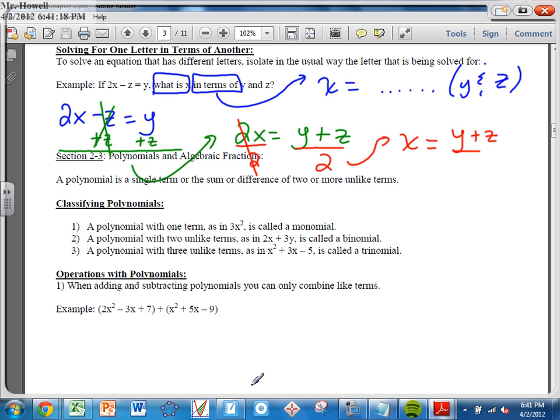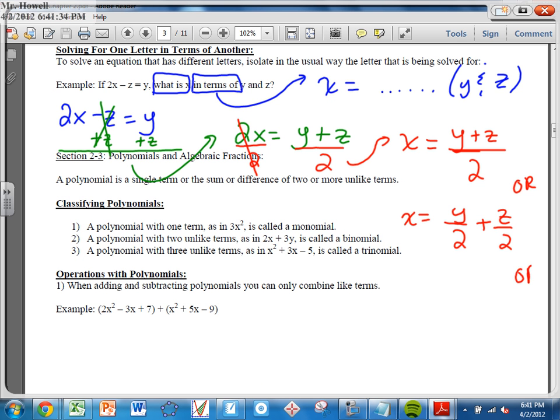Say you're taking the test and this doesn't come up as a choice. Well, there are other ways to rewrite this. I could write this as x equals y over 2 plus z over 2. I write my 2's consistently. That's one way of writing it.